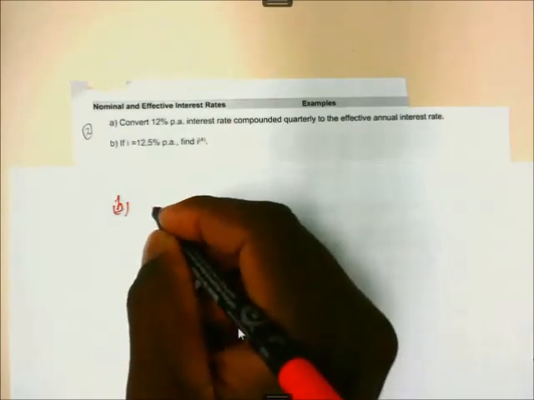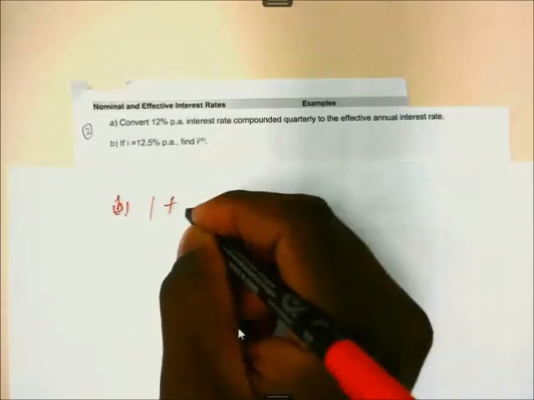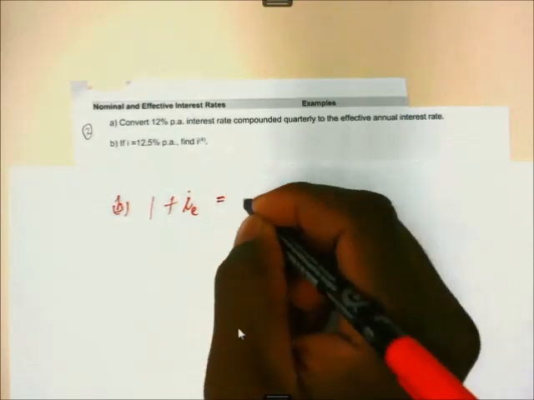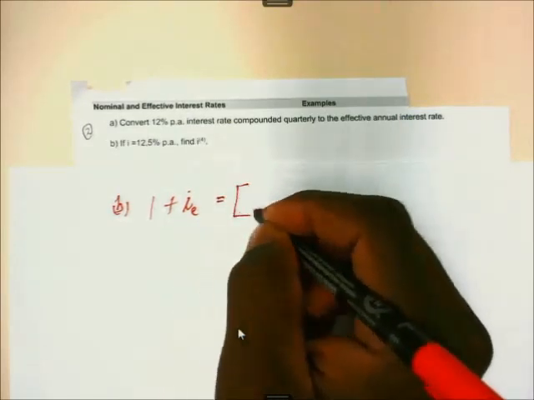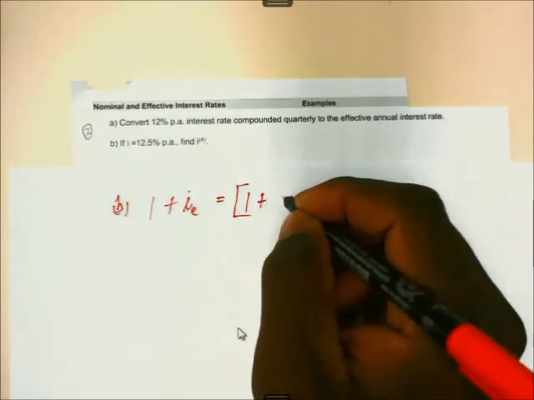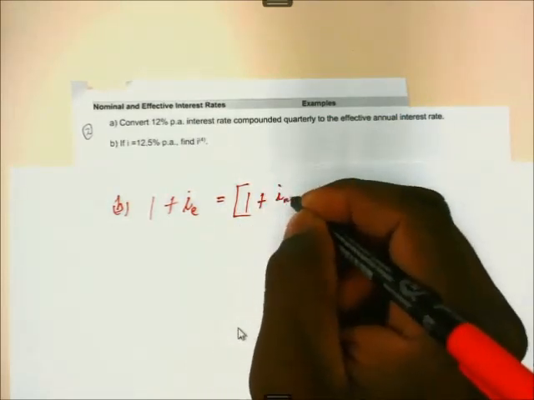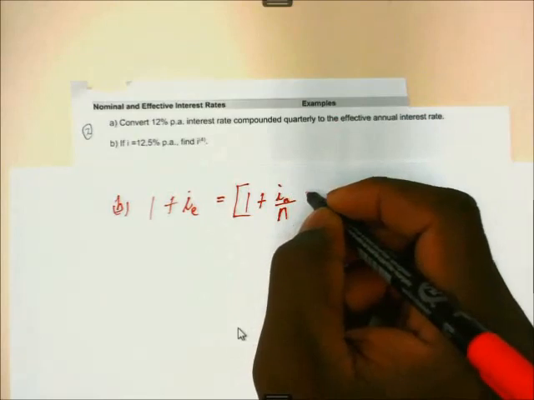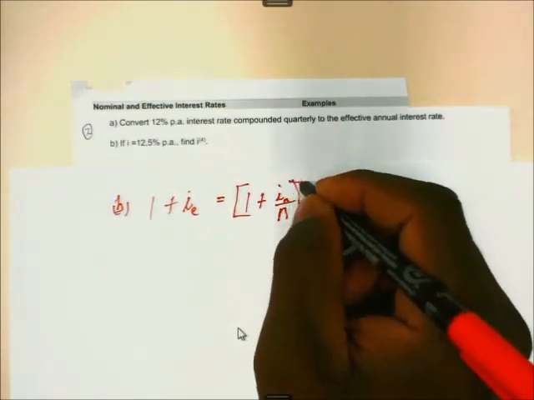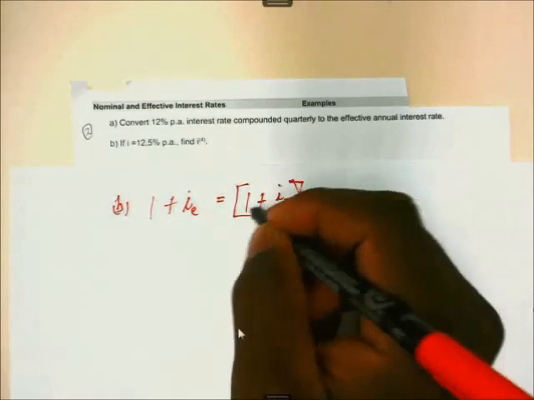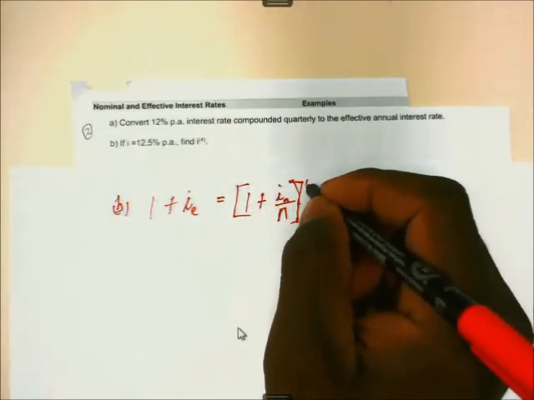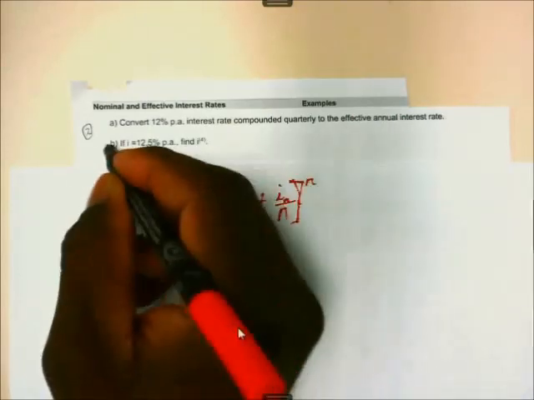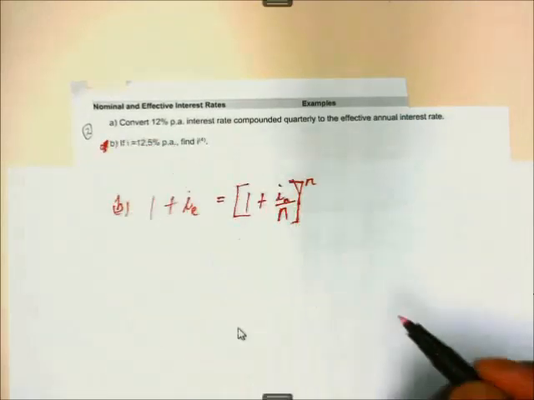Okay. Now, what is the formula? It's 1 plus I E equals 1 plus I n divided by n. All right. I'm just using this kind of bracket or brace, and then to the power of n. Okay, so right here, if you look at B, this example of B.